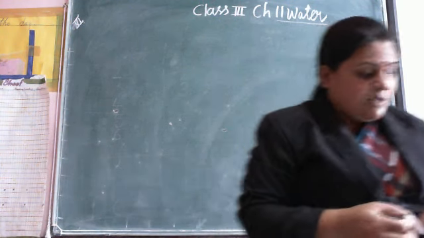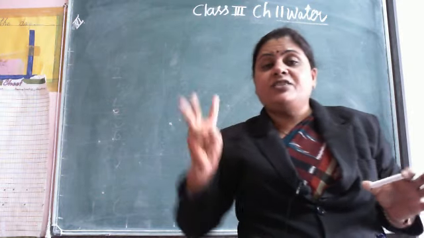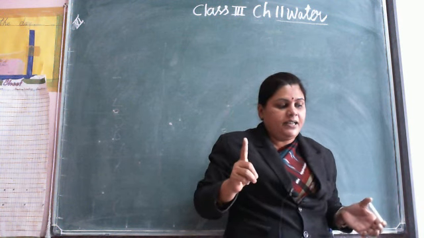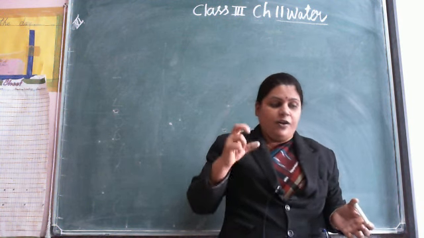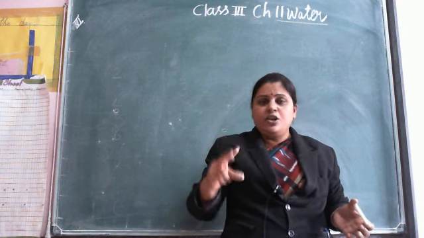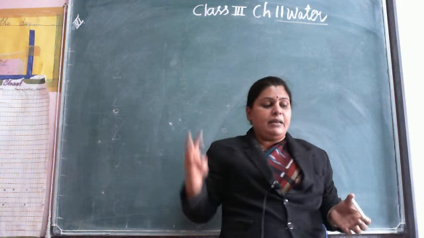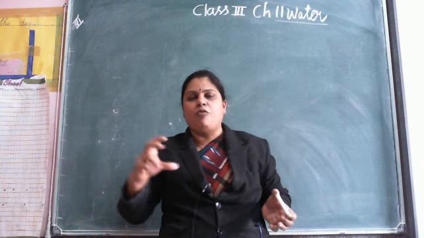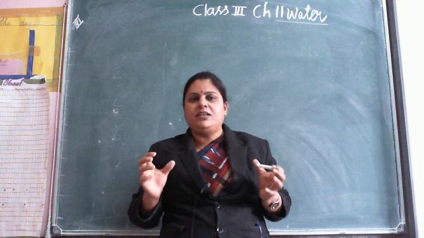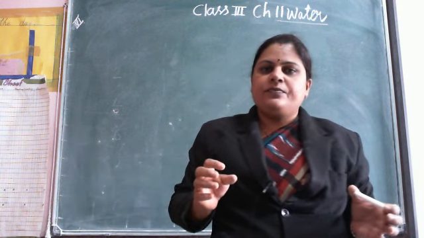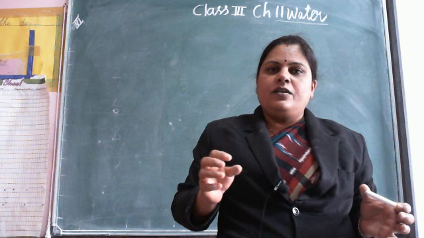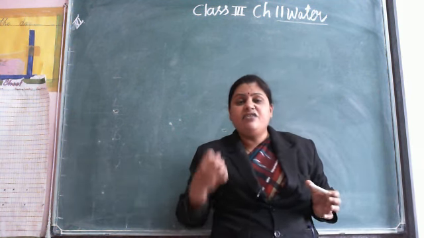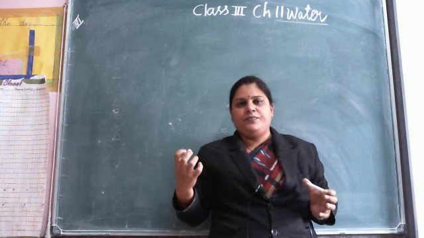Then we discussed the different forms of water. There are three forms of water. Number one, solid. Ice cubes are an example of solid. Number two, liquid. Water is the example of liquid. And number three, water vapor. Water vapor means the gaseous form of water. When we boil the water, what will happen? Yes, water starts boiling and it converts into the gaseous form.